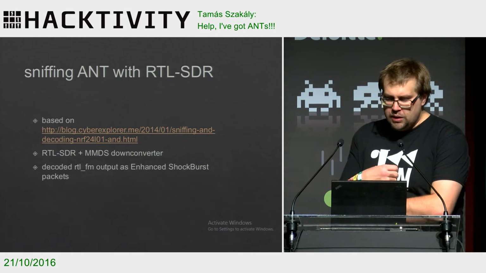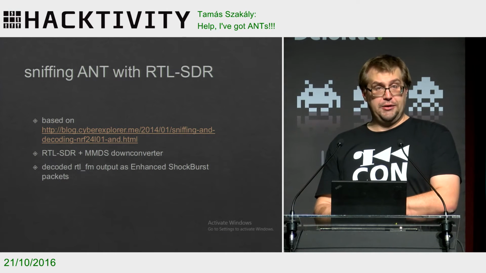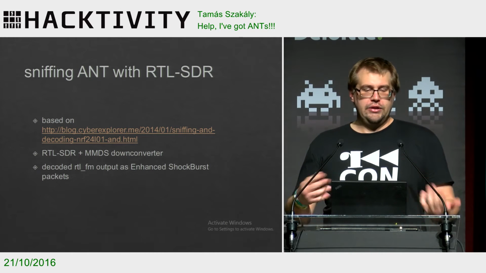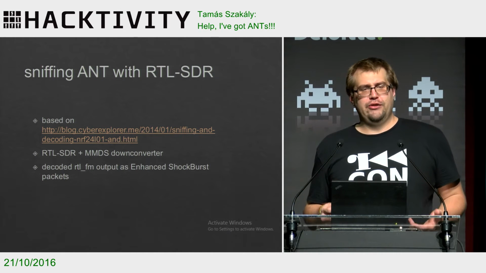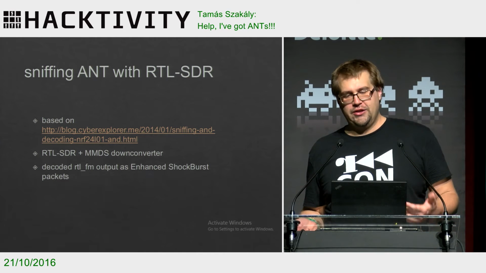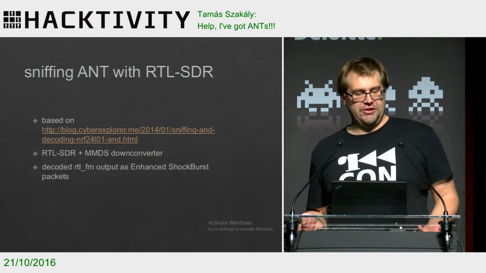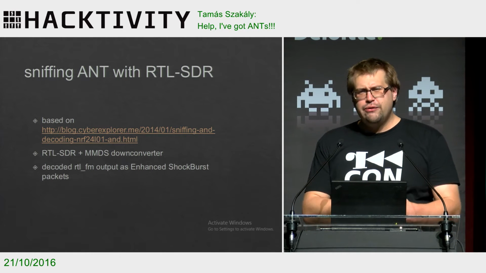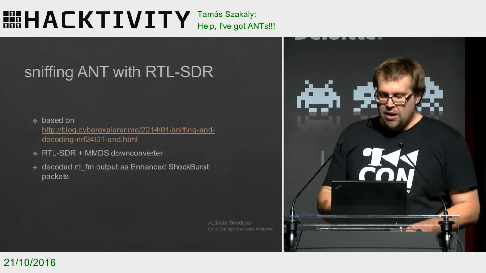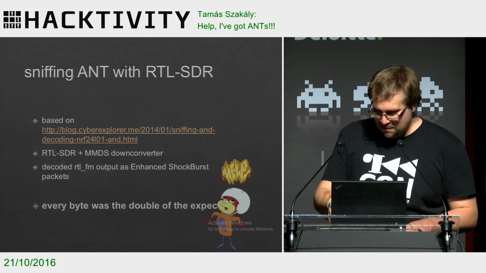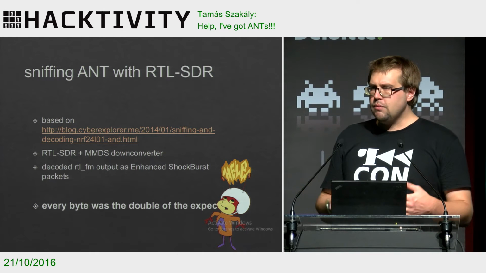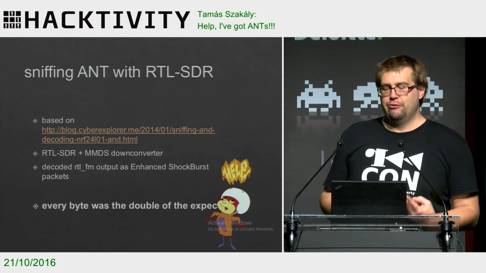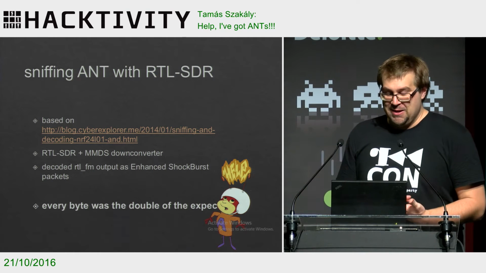So I've tried to sniff ANT packets with an RTL-SDR. I found a blog post detailing how to sniff nRF24L01 packets with an RTL-SDR and an MMDS down converter. And I've tried that with ANT, and it almost worked. Almost, because for every byte I've decoded, every value was the double of what I expected.